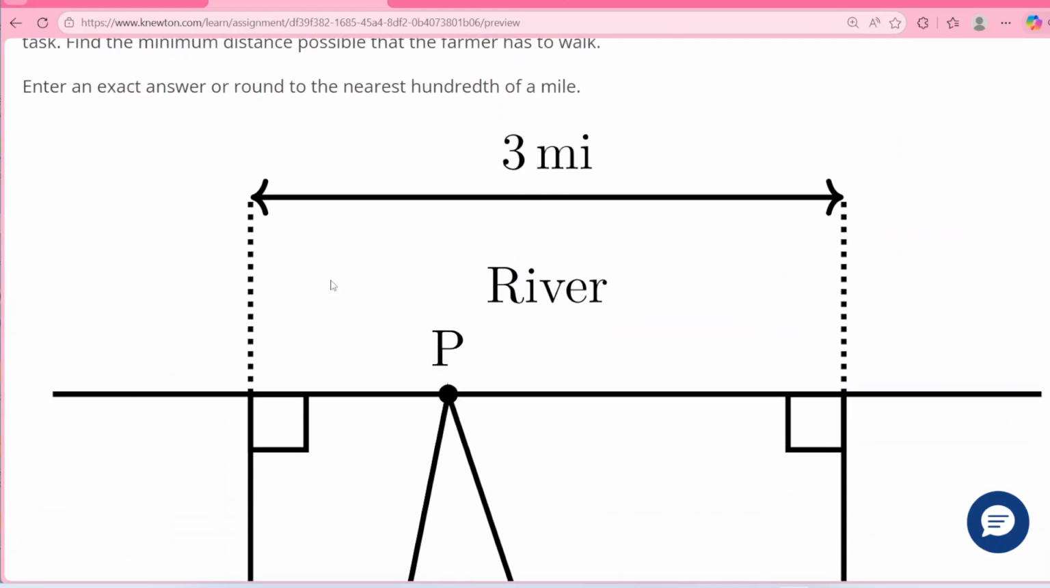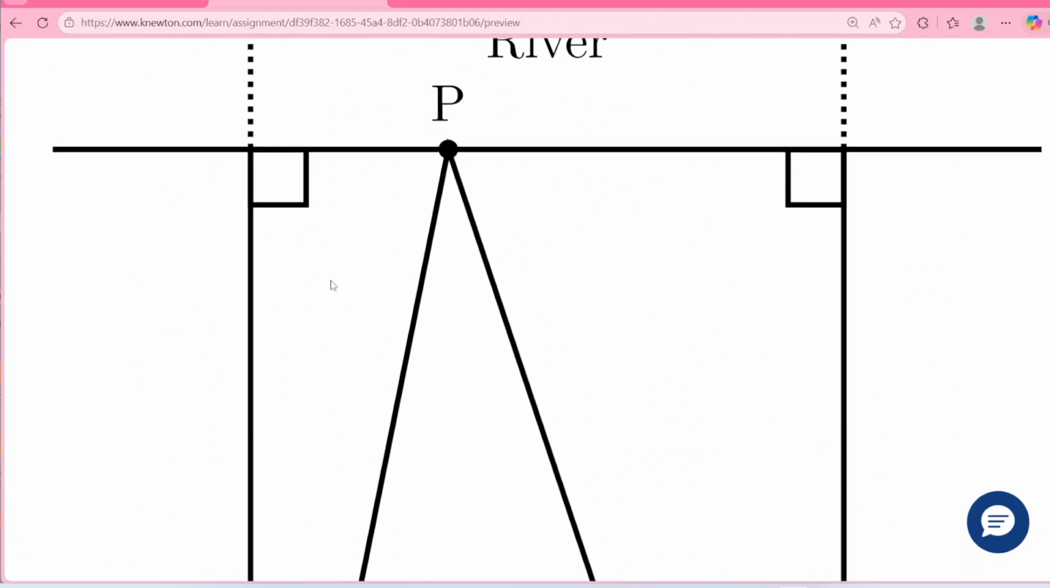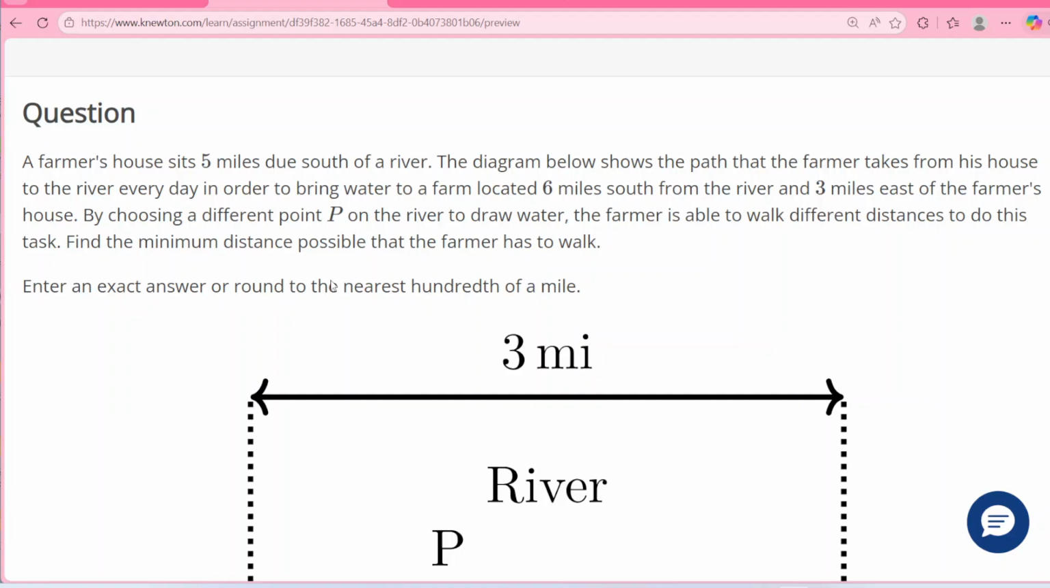So now look, they have a nice little diagram for us in this one. Pretty big. So I'll try to recopy that. So here, a farmer's house sits 5 miles due south of a river. The diagram below shows the path that the farmer takes from his house to the river every day in order to bring water to a farm located 6 miles from the river and 3 miles east of the farmer's house.